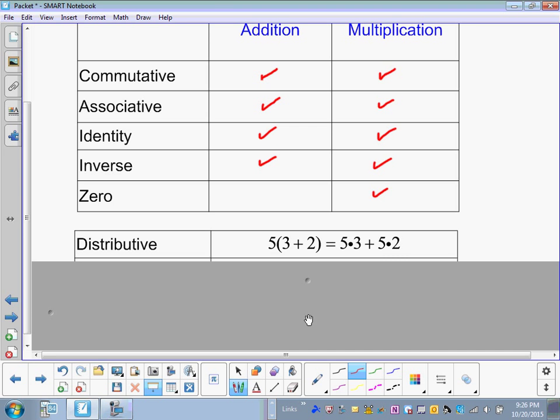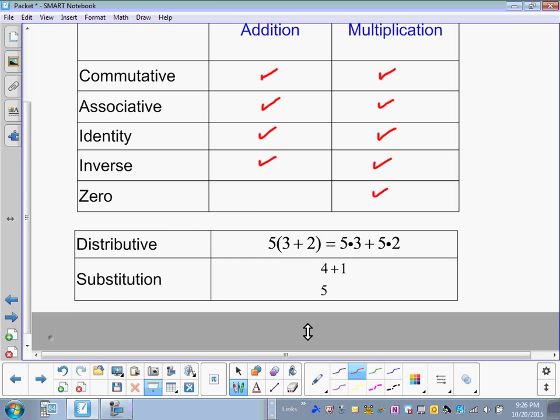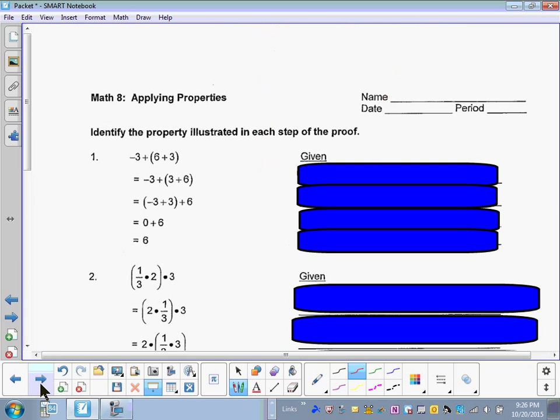Another property we'll be using today is called substitution. An example of substitution is when we have the numbers 4 plus 1 and we substitute it, we add those together and we substitute 4 plus 1 and write 5. So let's apply the properties.